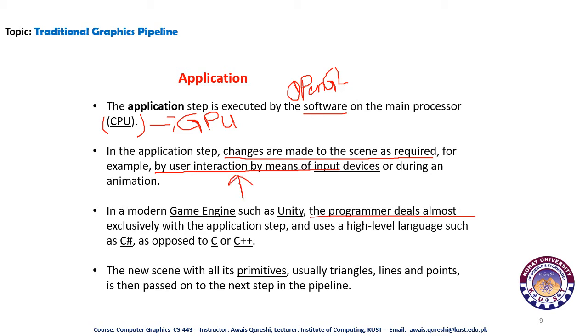But in OpenGL, it is performed by the software. And the new scene with all its primitives is then passed on to the next step in the pipeline. Here the term primitives means we have different primitives like polygons, rectangles, quadrilaterals, etc. Usually triangles, lines and points. The new scene with all its primitives, triangles, lines and points, is then passed on to the next step in the pipeline.